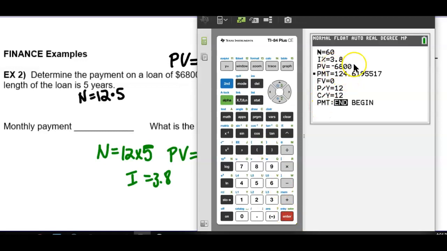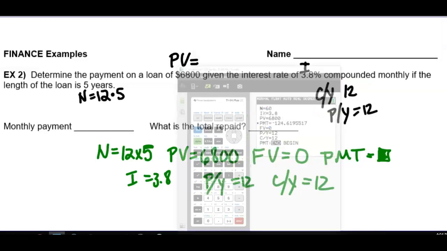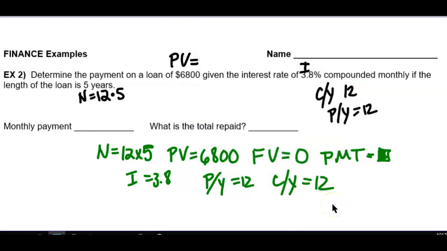Now remember, I made this negative, so this time it turned out positive. But it's the same answer. If you delete the negative here and you go down and solve, it just makes this one negative. So 124.62 is our payment. So that seems like a pretty reasonable payment, right? If you borrow $6,800 for a car and your payment a month is $124.62.